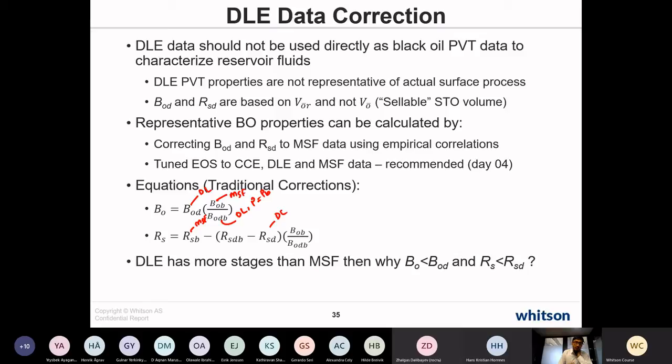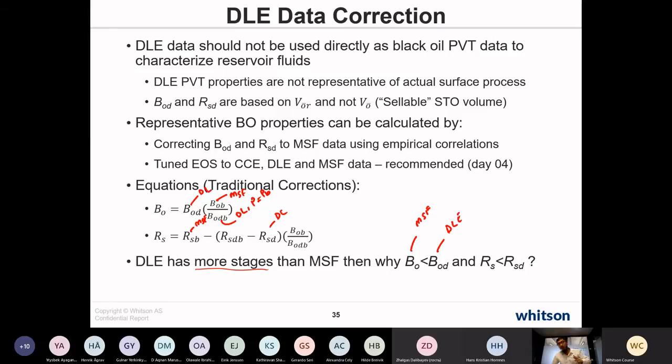test, even though the DLE has more stages, you will always get this BOD, which is from the DLE test, greater than the BO from the multi-stage separator test, which is the actual BO. And if you have higher BOD, it means that you need more oil volume from the reservoir condition to generate 1 stock tank barrel of oil. So you get less recovery of the stock tank barrel, even though you have more stages in the DLE.